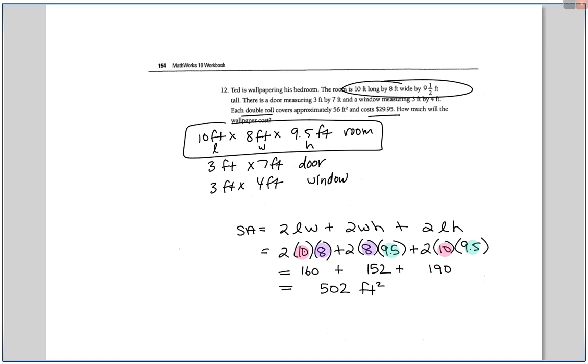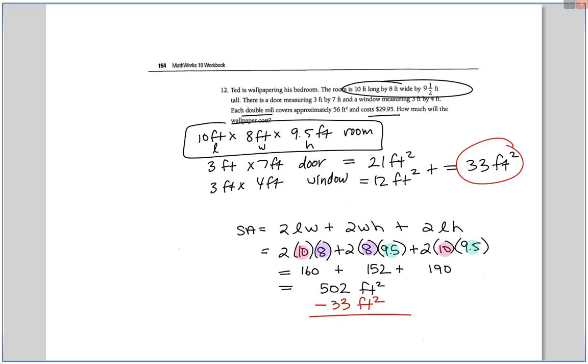Okay, we need to subtract out the door. 3 times 7 is 21. 3 times 4 is 12. Let's just add those up. 21 and 12, 33 square feet. So I'll put this in red because this is what we have to subtract. Okay, so subtract 33 square feet because you're not wallpapering doors and windows. Alright, so my total now is down to 469 square feet.